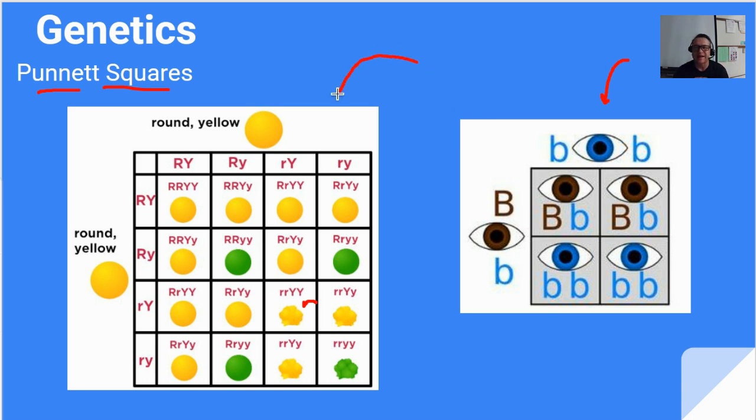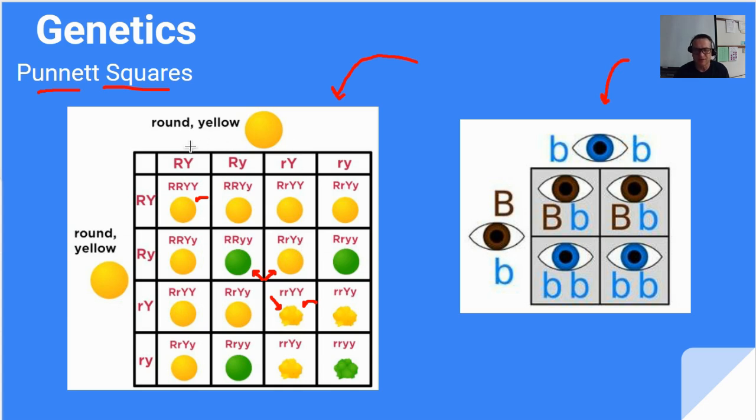Over here, it's a dihybrid cross. We're looking at two traits at once. So we're looking at the shape of the seeds. They can be round seeds or they could be wrinkled seeds. But at the same time, we're also looking at the color. They could be yellow or they could be green. So the only difference between this one, we're looking at two traits at once.